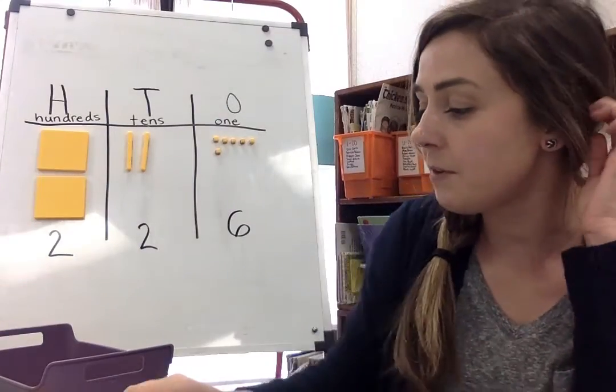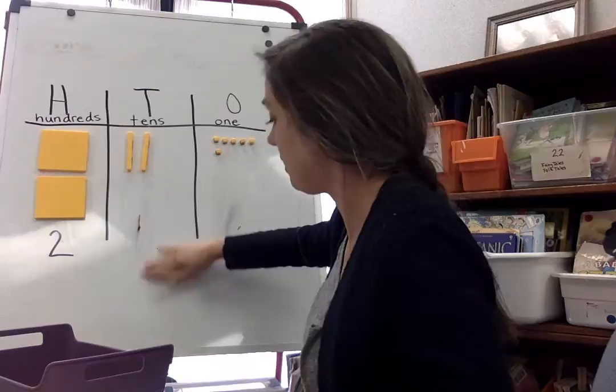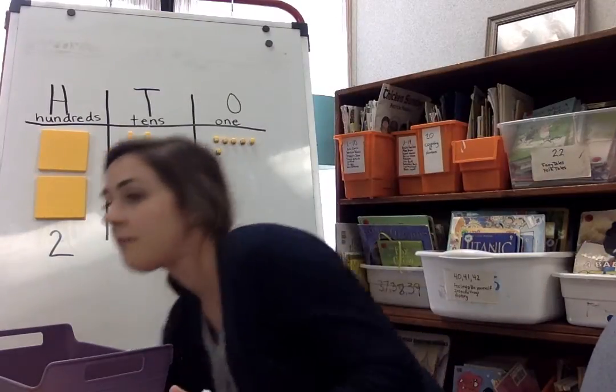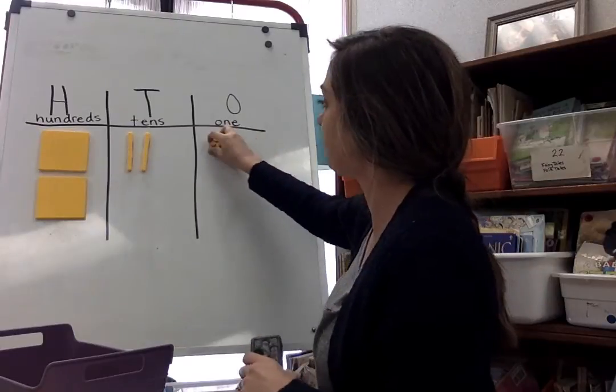All right, now before we go, we're going to practice just in one more way. I need to find an eraser so I don't have to use my hands. This is Bean.